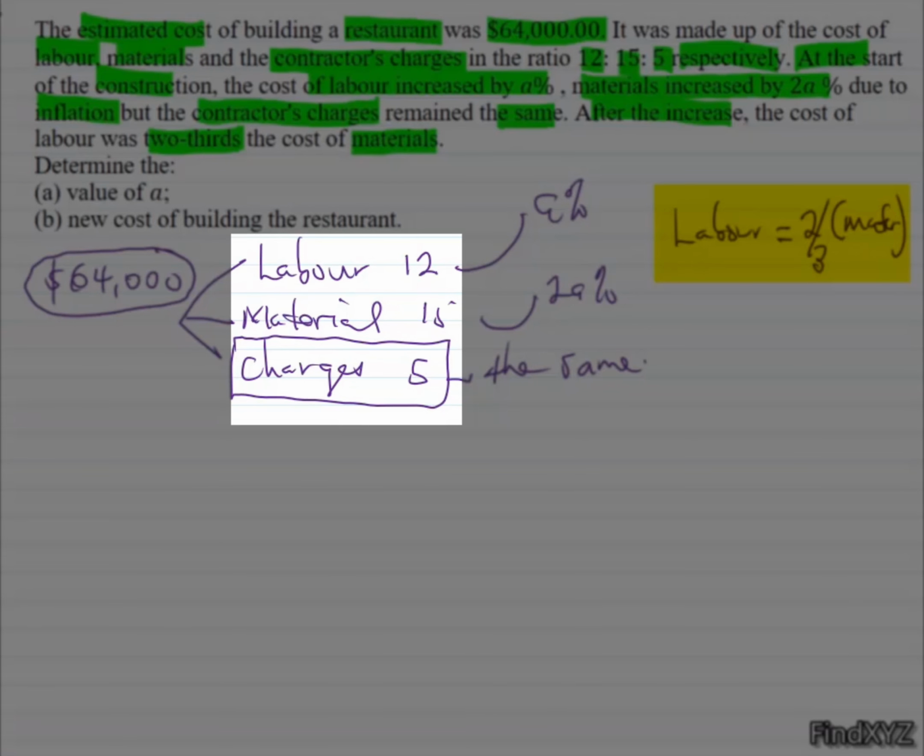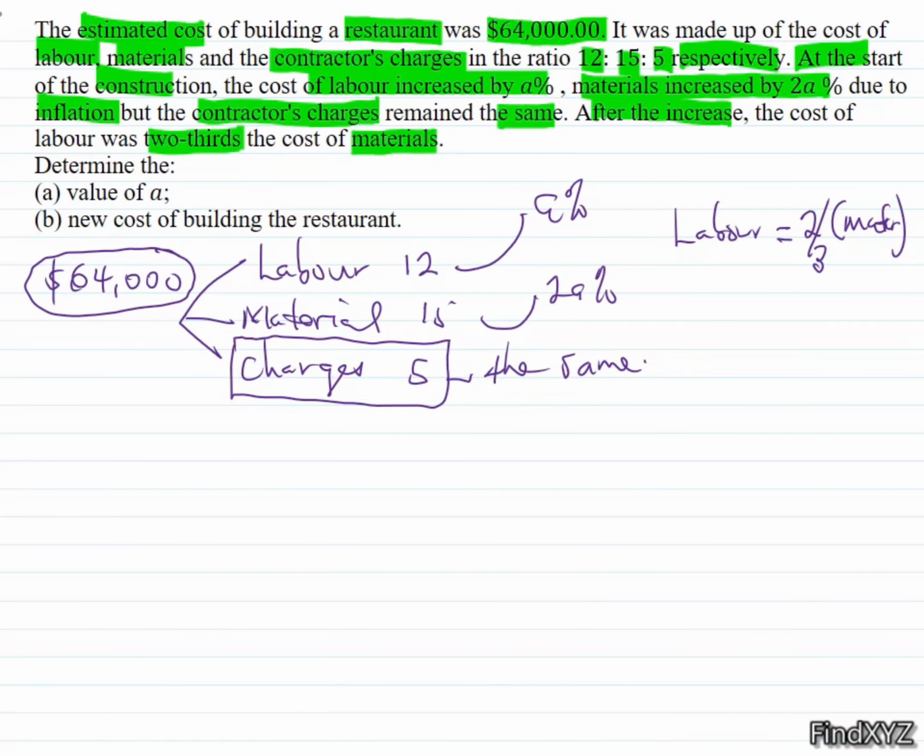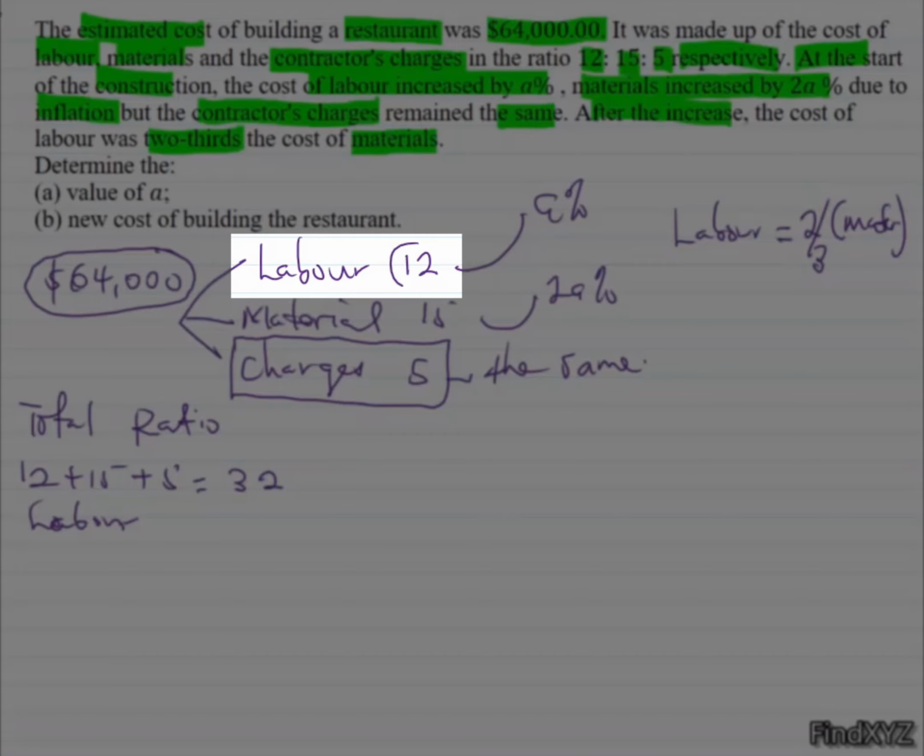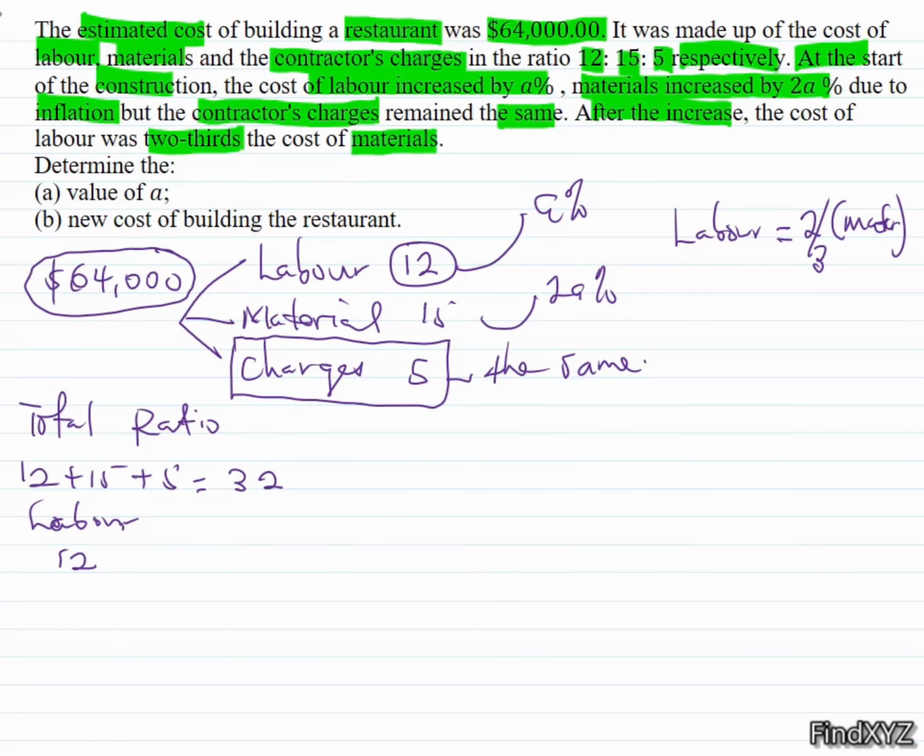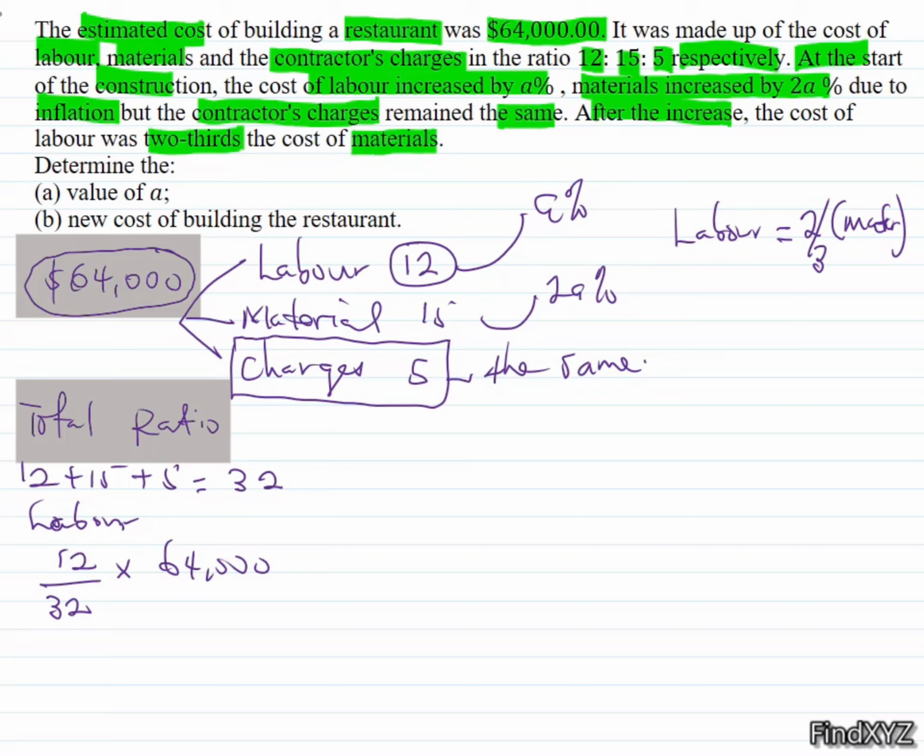First, we need to know the cost of labor before the inflation, the cost of material before the inflation, and the cost of charges before the inflation. So we need to know the total ratio, which is 12 plus 15 plus 5, which will give us 32. So labor cost, since labor is 12, we'll do 12 out of the total, times the total amount for the restaurant, which is $64,000. Then when you simplify this, labor cost will be $24,000.